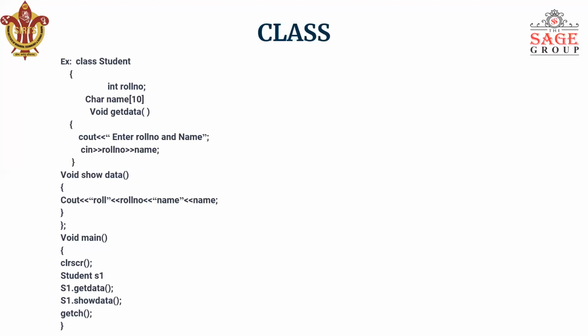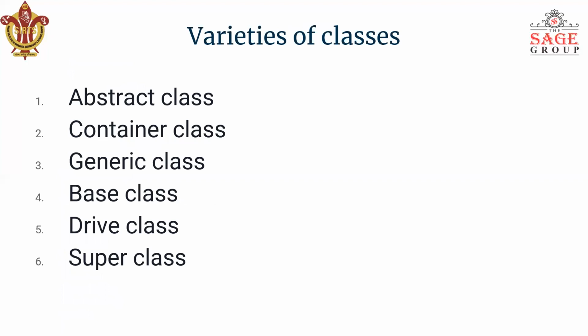Now this program I will explain to you in Turbo C++ while implementing it practically. So this is simply how we can create a class, how we can create the data members and member functions in a class, and how we can create the object and call the function of that particular class.